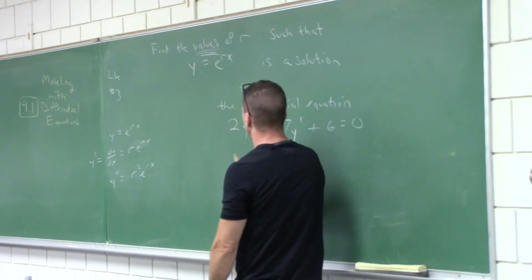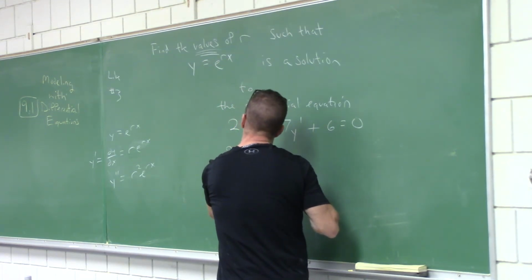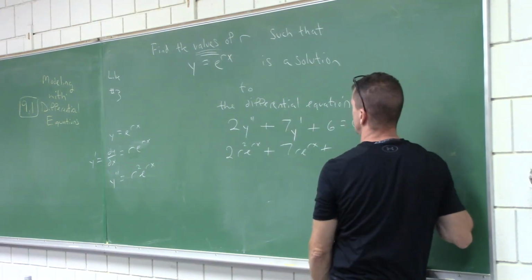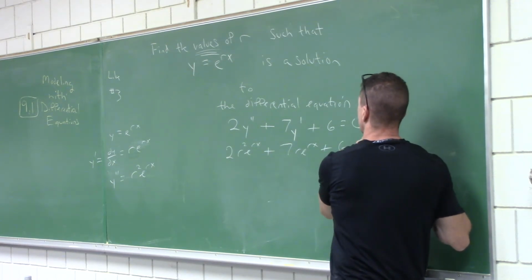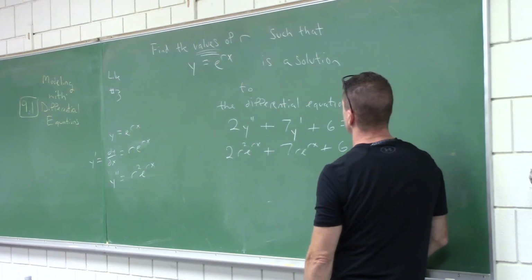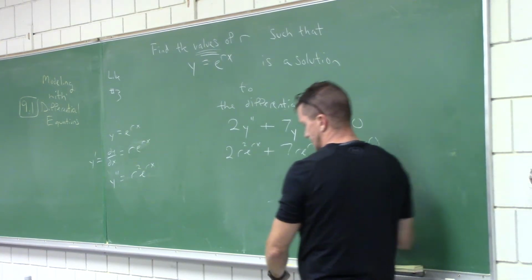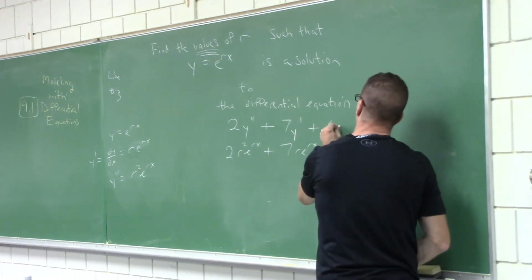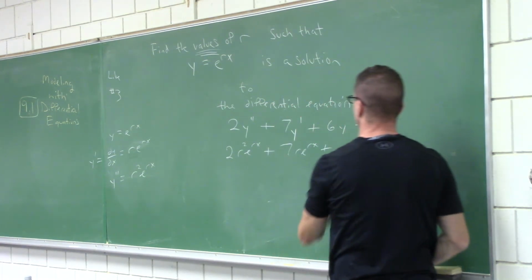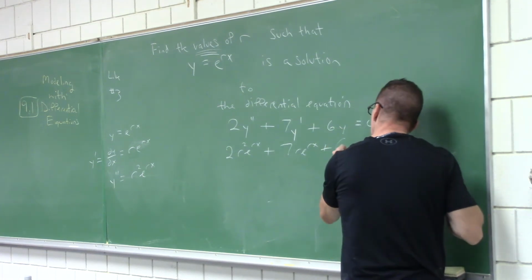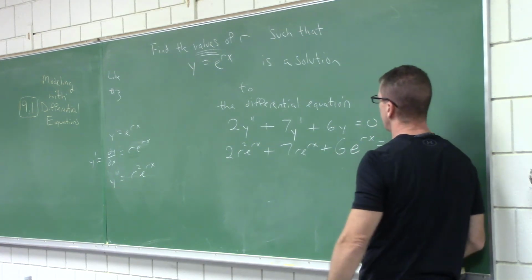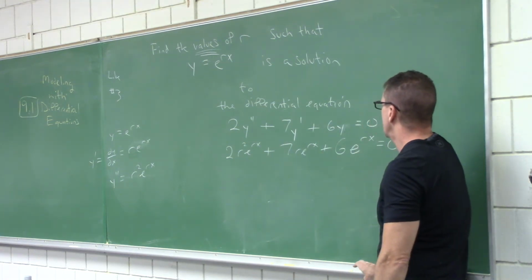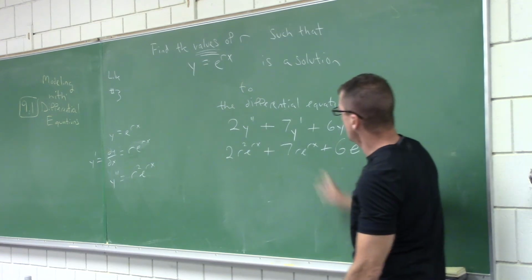All right, you ready to substitute? What goes here? r squared e to the rx. What goes here? r e to the rx. What goes here? 6. Let me make sure I copy this correctly. Oh, I apologize, everyone. Next to the 6 there was a y, so what would go over there? Sorry about that. There was a y right next to that 6, because otherwise we wouldn't be able to factor out the e to the rx. Can we factor out the e to the rx now? Yeah!